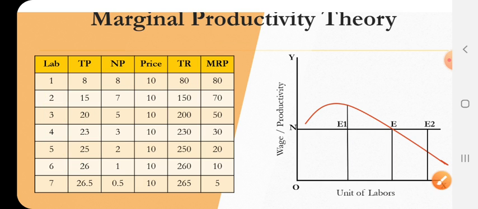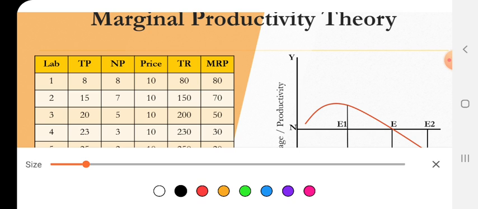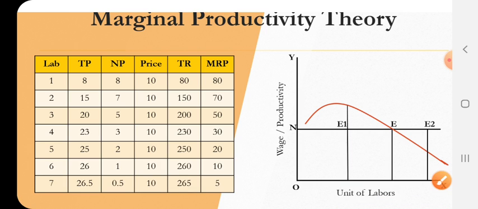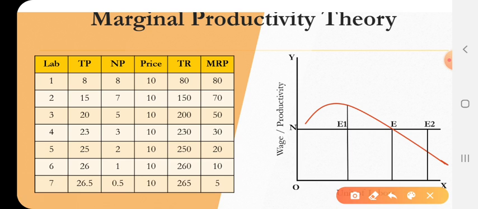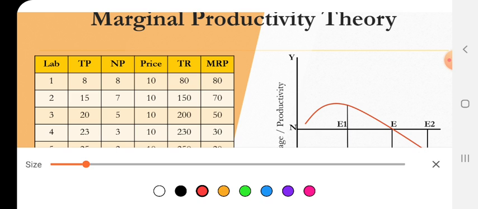I'll just write here so you should not be confused. This is nothing but the marginal product. Done. I'll change the color here. So here, marginal product.